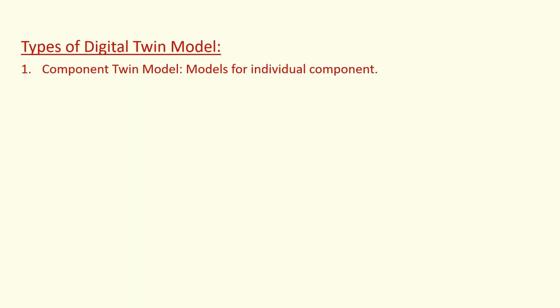There are basically four types of digital twin models. The first one is the component twin. In this twin model, individual components are digitalized. For example, creating a digital twin model of a beam or a column or a wall. The second one is the asset twin model. In this type of model, multiple components are combined together, just like a residential house.